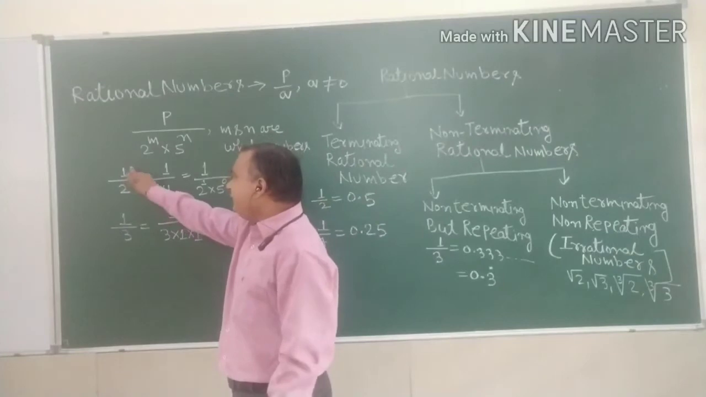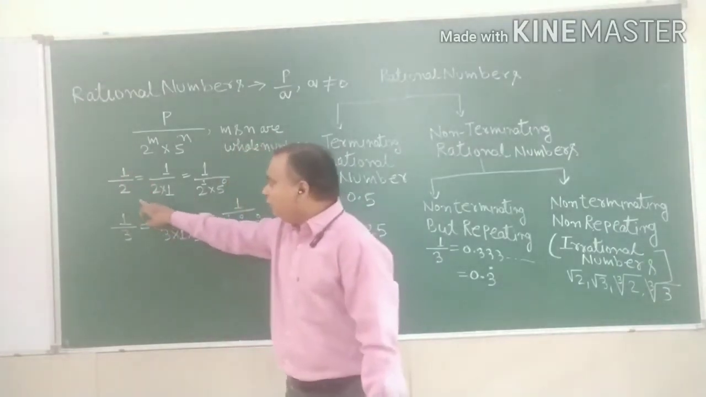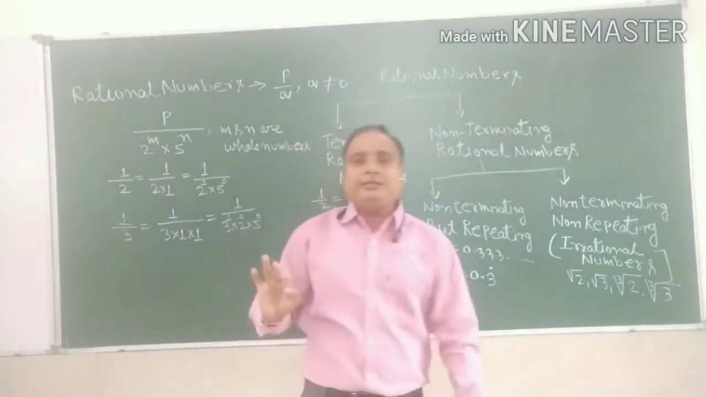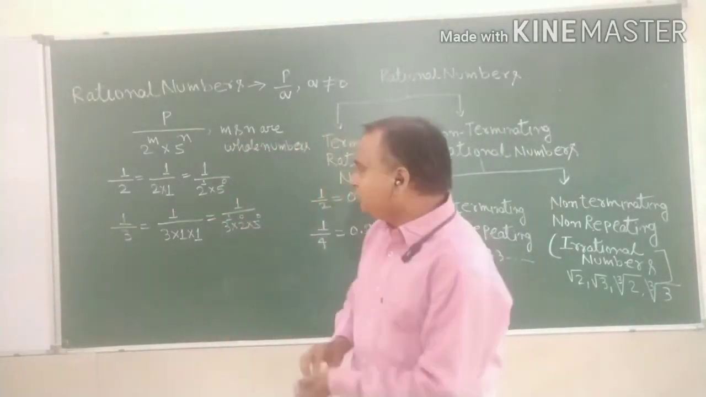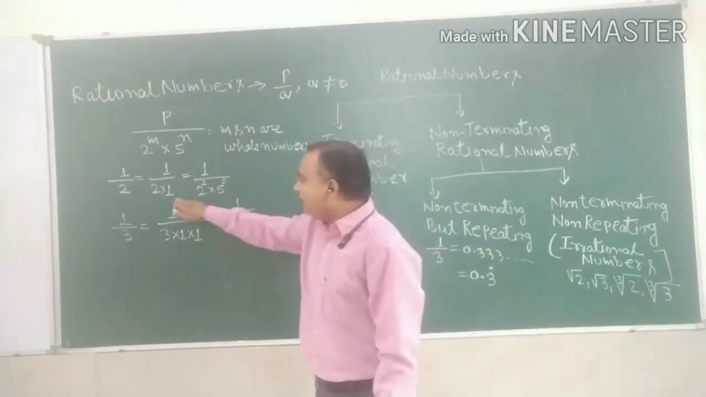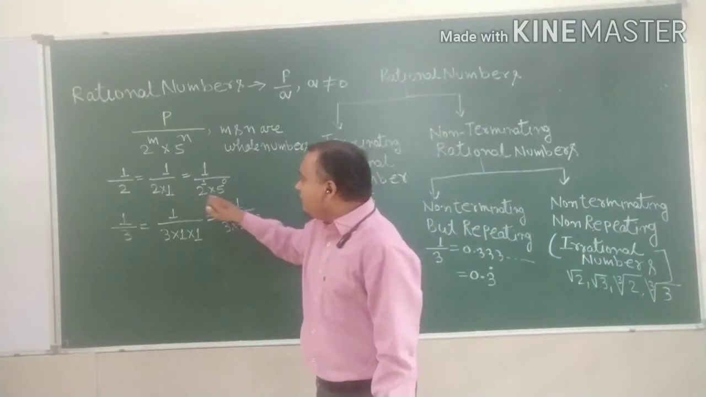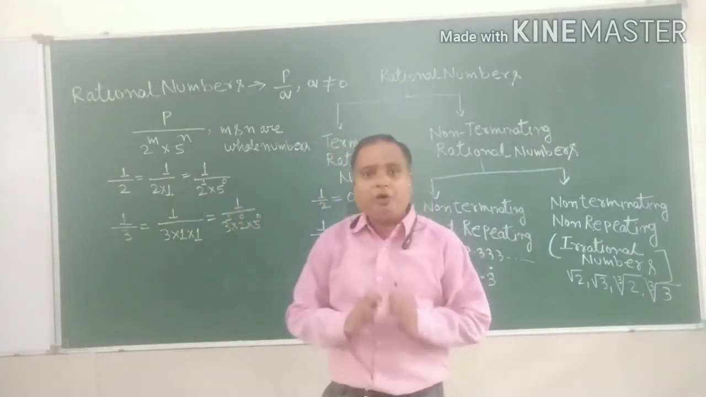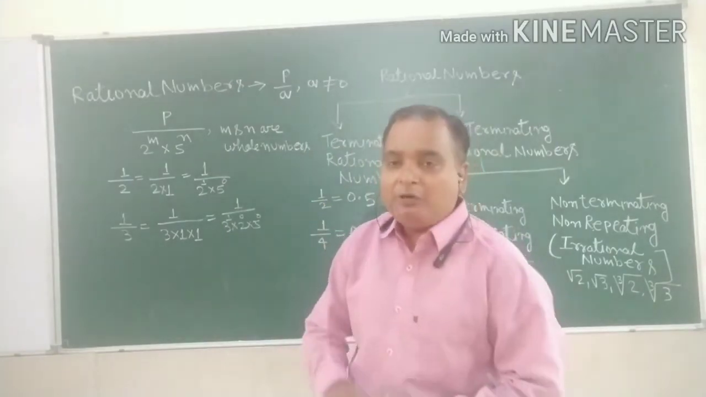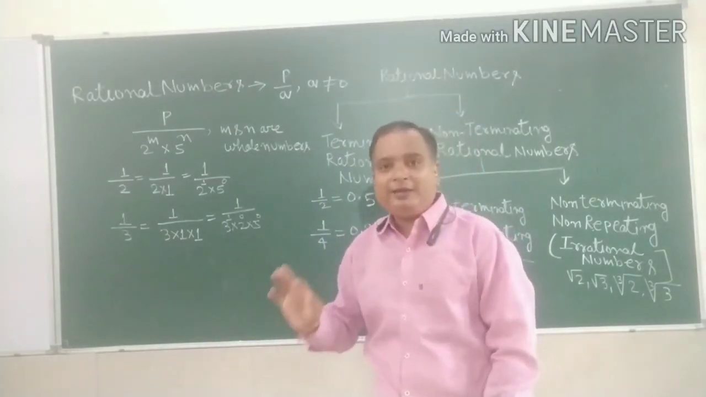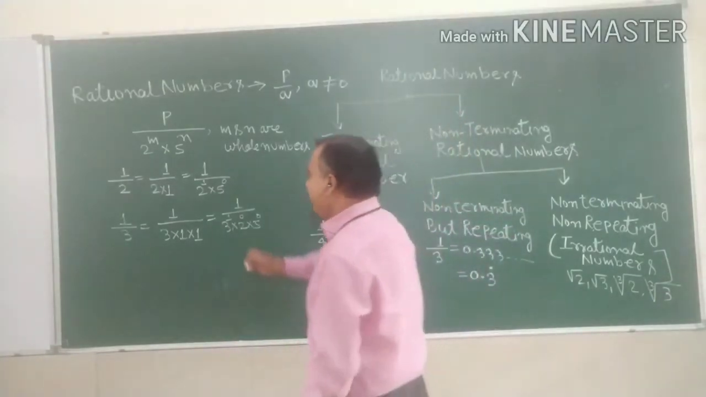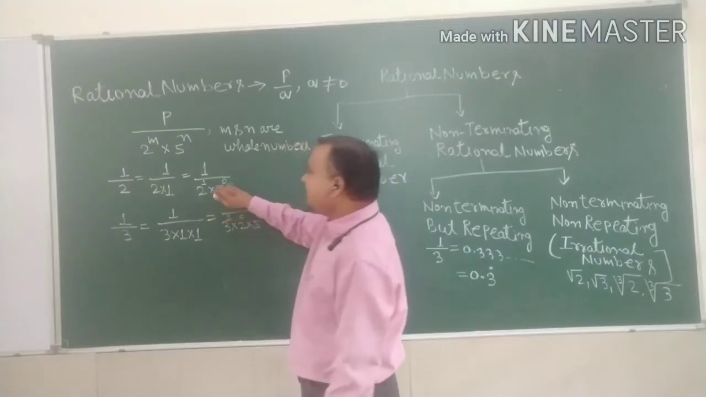For example, if I write 1 upon 2, the denominator is 2. We are concerned about the denominator, we don't concern about the numerator. Clear? So now can I write 2 as 2 into 1, or I can write 1 as 5 to the power 0, because we already know by the property of indices or exponents and powers, whatever the value of the base, if its power is 0, the result will be 1. So I can write 1 as 5 to the power 0.